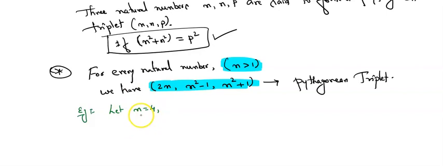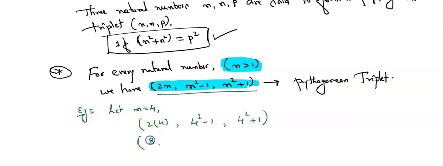How can you make the Pythagorean triplet? By taking only one value, that is m equals 4. Simple. You can take this property, 2m, m square minus 1, m square plus 1, and substitute 4 in place of m. Then 2 into 4 comma, again in the place of m substitute 4 square minus 1 comma 4 square plus 1. Done. Now 2 4s are 8, comma, 4 square means 4 into 4, 4 4s are 16. 4 square is 16 minus 1. 16 minus 1 is 15. Comma, again 4 square, 16 plus 1 is 17.